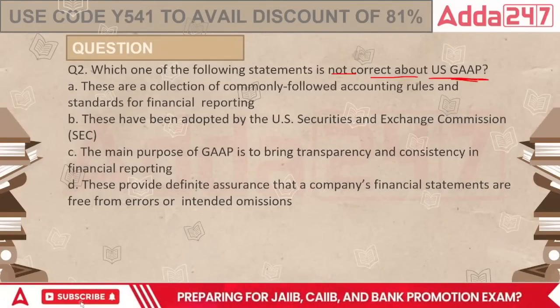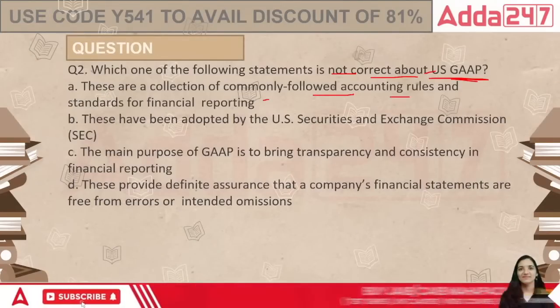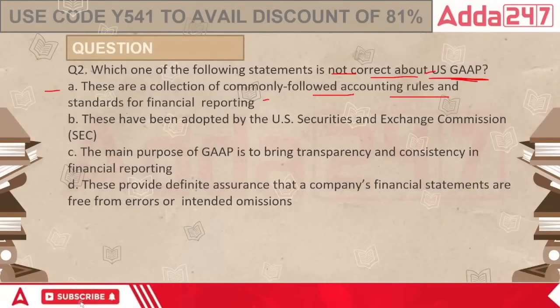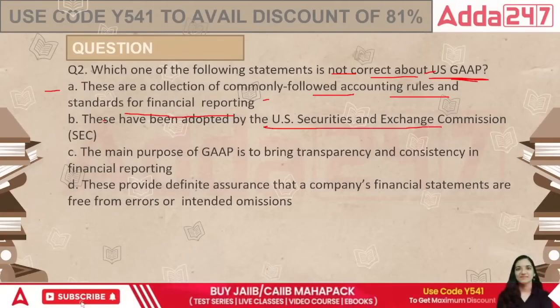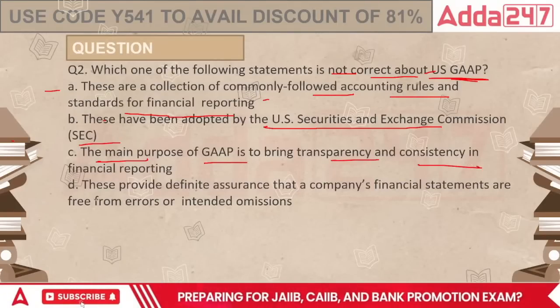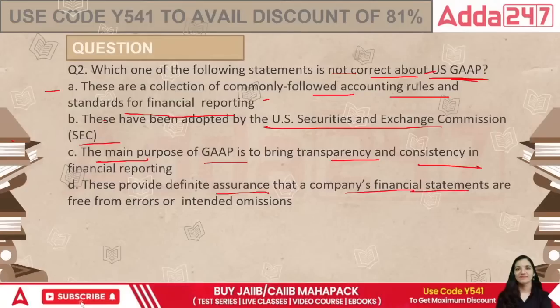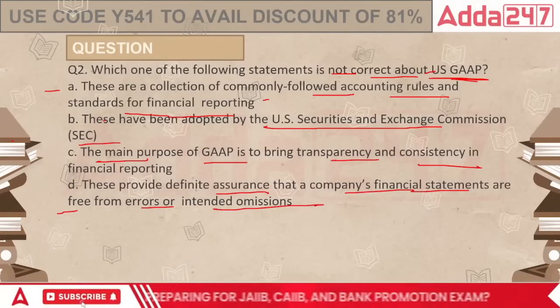That is, US Generally Accepted Accounting Principles. These are a collection of commonly followed accounting rules and standards for financial reporting. These have been adopted by the US Securities and Exchange Commission, that is SEC. The main purpose of GAAP is to bring transparency and consistency in financial reporting. These provide definite assurance that a company's financial statements are free from errors or intended omissions. What is the correct answer in this case?